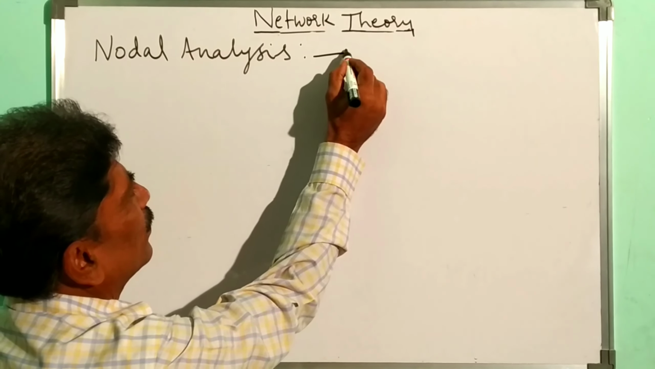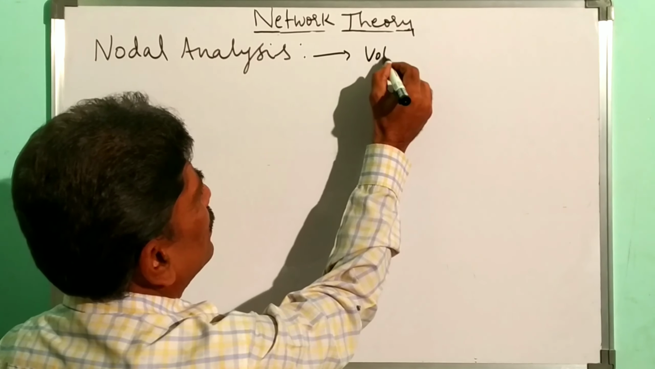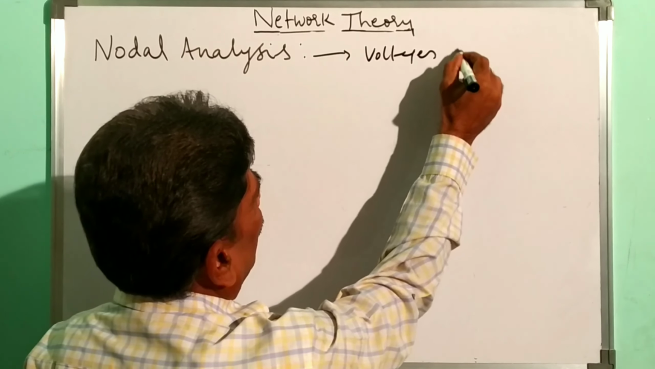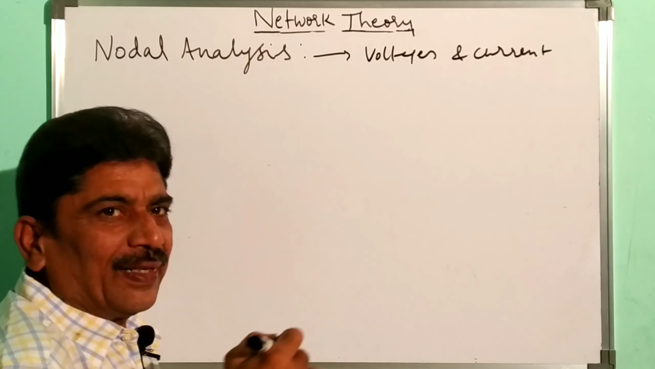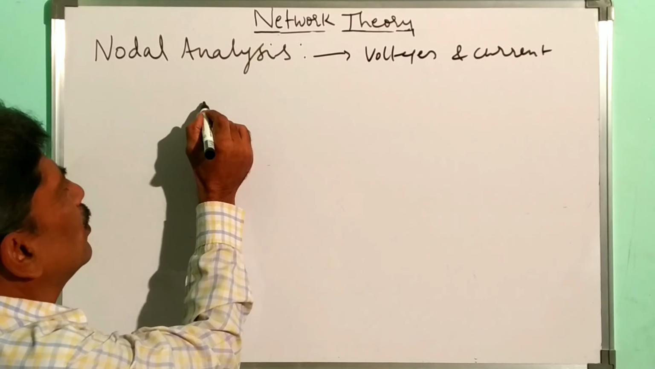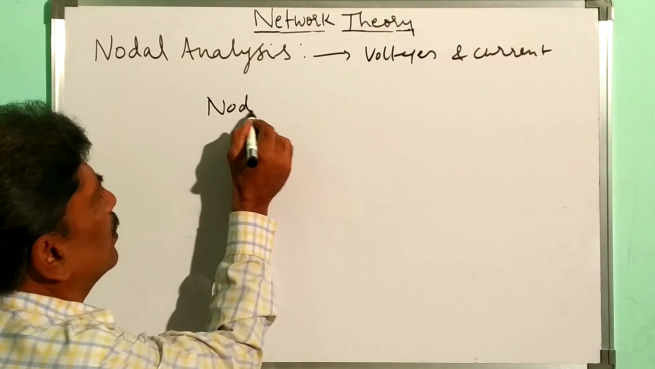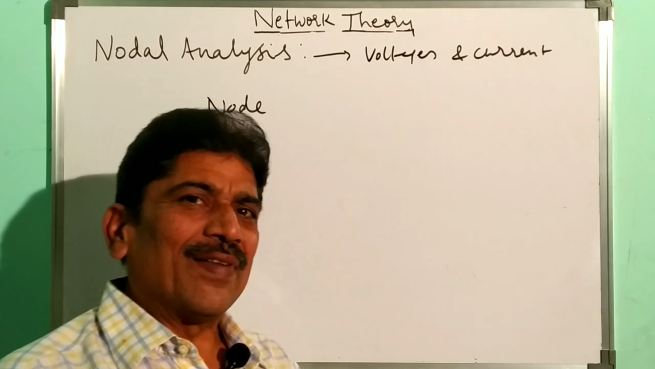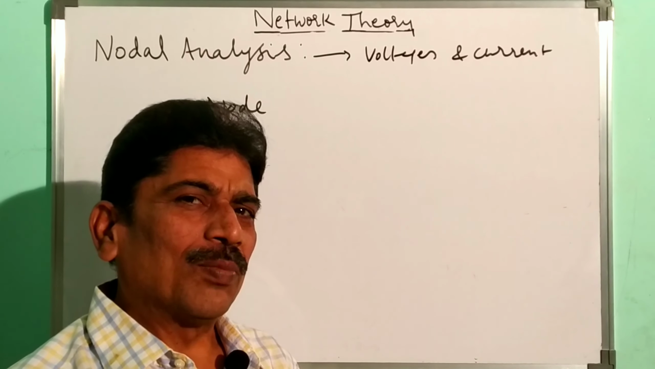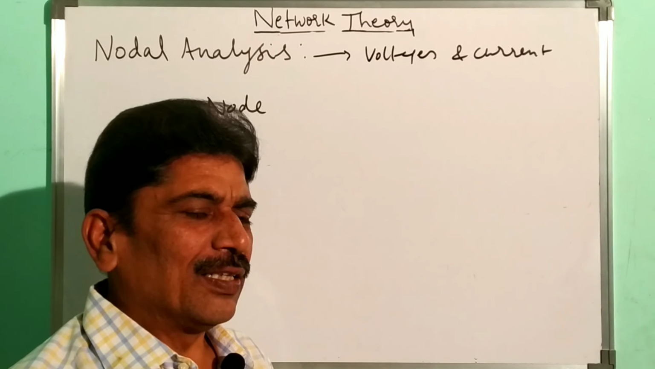It is a technique used for finding voltages and currents in a given network. So what is a node? A node is a point on a given circuit where two or more branches are connected to it. I think you know what a branch is.